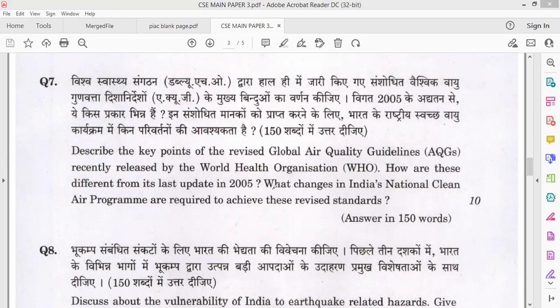And what changes in Indian National Clean Air Programme are required to achieve this revised guideline. Now this question has been attached with India also, where India has started its own initiatives. Where the Indian National Clean Air Programme has been to make the atmosphere clean and the air cleaner. Some Indian initiatives have been started, so how will it be impacting, or what are the changes that India's clean air programme requires to achieve this revised standard.